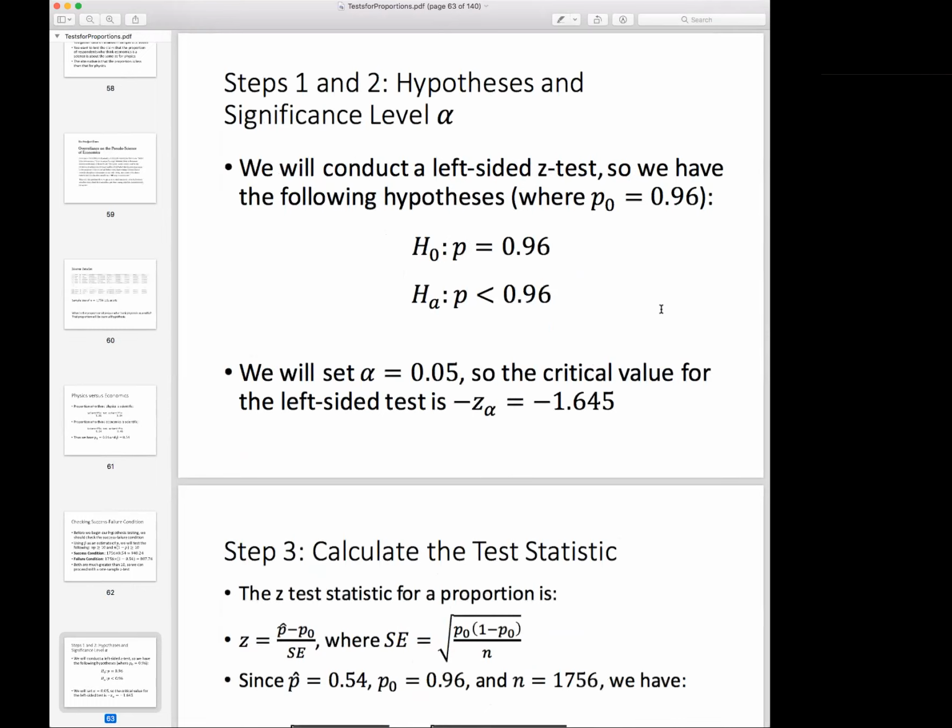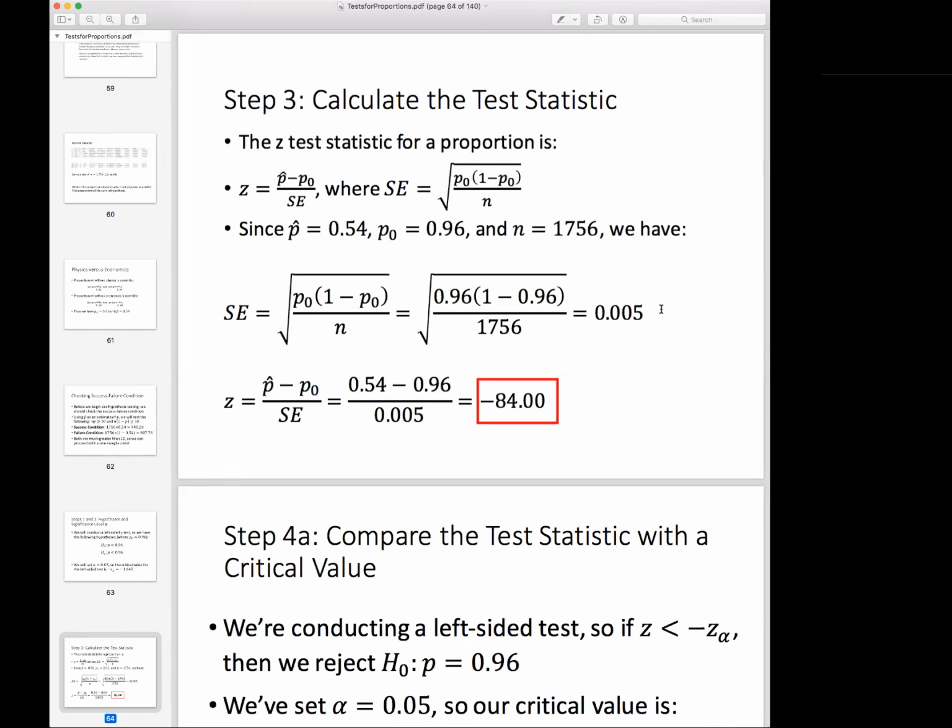We will be running a left-sided test to find out whether the proportion of people who think economics is scientific is less than for physics, where p naught is equal to 0.96. We'll use an alpha value of 0.05, and since this is a one-sided left-handed test, we'll be using a z critical value of negative 1.645.